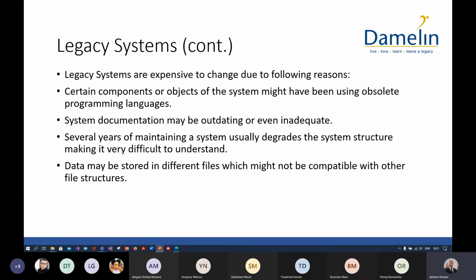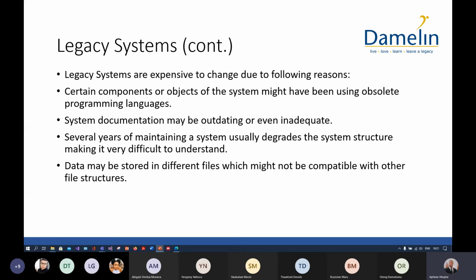So legacy systems are expensive to change due to the following reasons. Certain components or objects of the system may be built on obsolete programming languages. So you have components that are built on old programming languages like COBOL and so forth. It'll be difficult to find developers in the market to even still code in those programming languages.